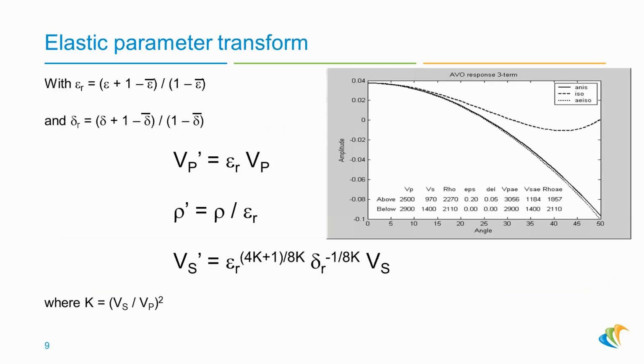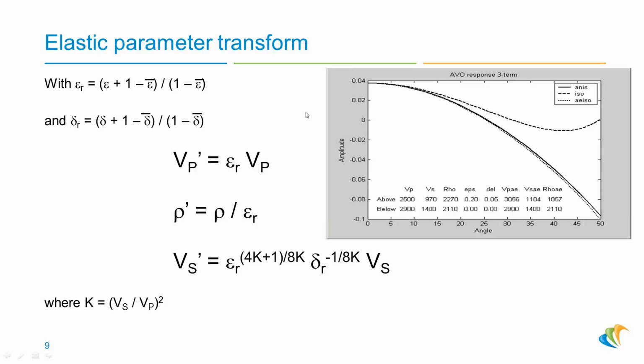This is what we do to circumvent that problem. We rewrite the Thomson parameters into Thomson reflectivity parameters, so the epsilon r and delta r, and this allows us to rewrite the isotropic parameters Vp, rho, and Vs into their anisotropic equivalents Vp prime, rho prime, and Vs prime.